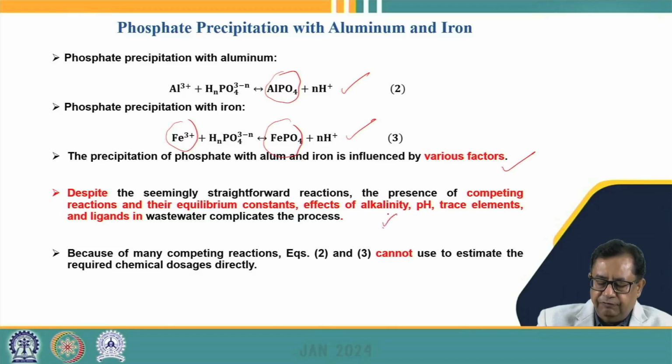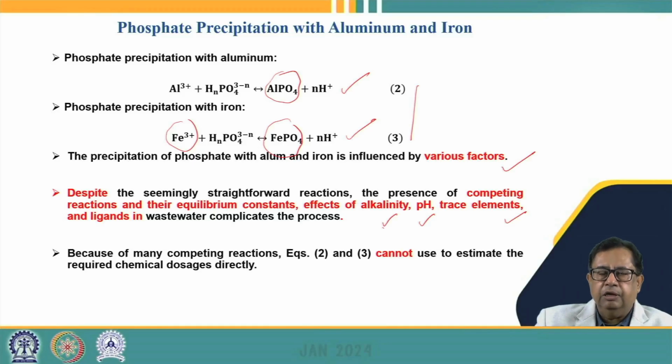Similarly, there can be the effects of the alkalinity, right? And we know that the pH is a very, very important factor when we are talking about precipitation. So at the optimum pH only, this aluminum phosphate or ferric phosphate may precipitate. It will depend upon the pH value whether the phosphate is in solubilized form or it will occur in the precipitated form. And similarly, it will depend upon the trace elements and the leachants which are present in the wastewater. So this will also complicate the process.